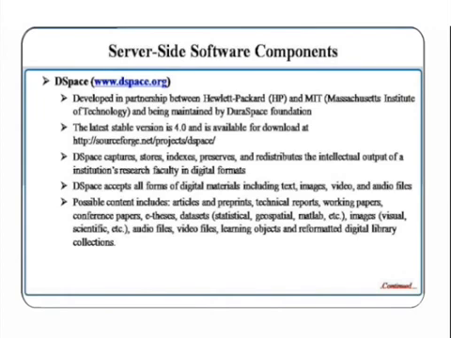The possible content may include articles and preprints, technical reports, working papers, conference papers, e-theses, datasets, images, audio files, video files, learning objects, reformatted digital library collections. That means almost everything.